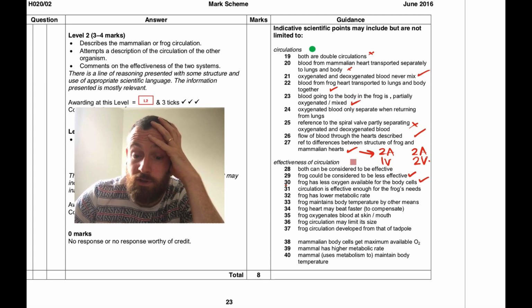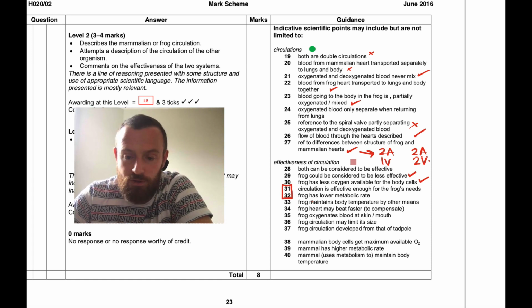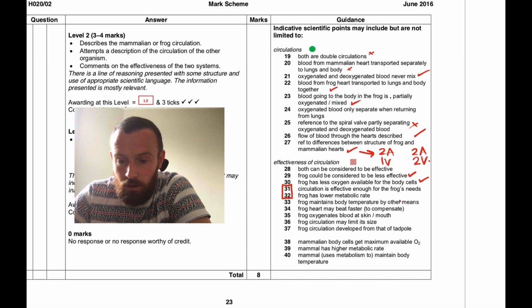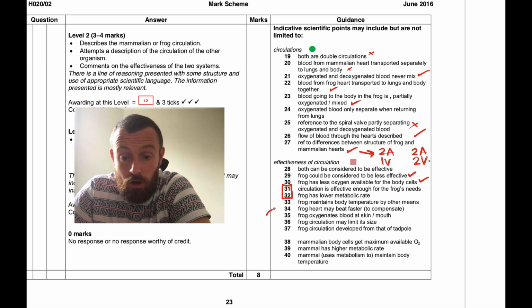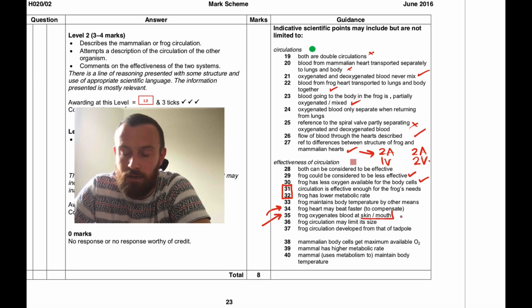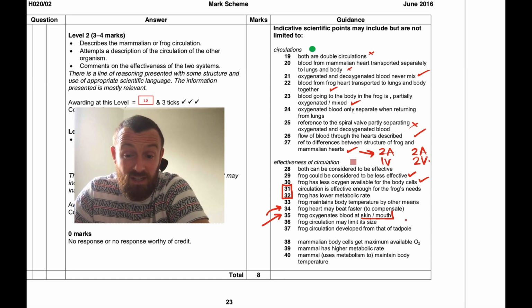Didn't talk about this. Interesting. So basically, frogs have a lower metabolic rate than mammals because they are ectothermic. And this is interesting. So frog heartbeats beat faster to compensate. Didn't talk about this, although I did in the mind map actually. Frog oxygenates blood at skin and mouth. I think I read somewhere that it's around about 10% of the oxygen in an amphibian comes from their skin.